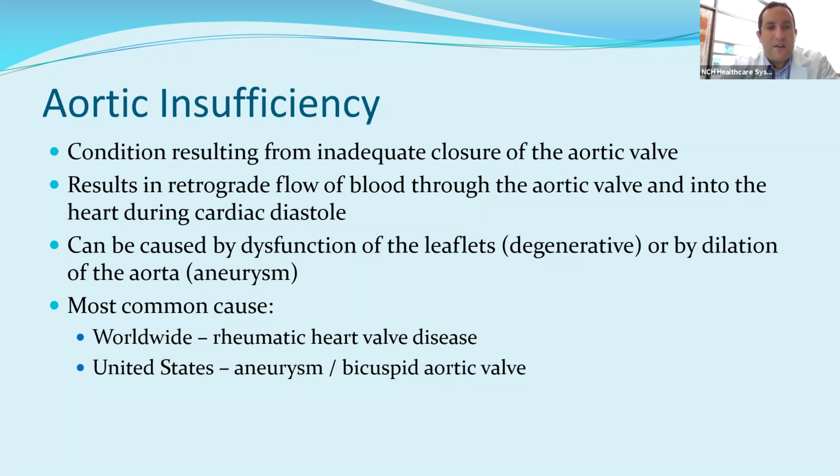It can be caused by dysfunction of the leaflets, which is degenerative, or by dilation of the aorta, being an aneurysm. Either way, if that valve is stretched out and there's a hole in the center of it, the blood is going to leak backwards. The most common cause worldwide, again, is rheumatic disease. But as I mentioned, we don't have a ton of rheumatic disease in developed countries because of access to antibiotics. In the United States, the two most common reasons for a leaking aortic valve are aortic aneurysms, which stretch the tissue around the valve, causing the valve to leak, or a bicuspid aortic valve, a congenital birth defect that about 10 to 20% of the population can be born with that can result in the valve leaking.